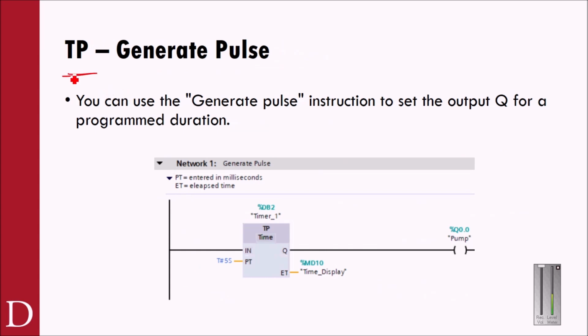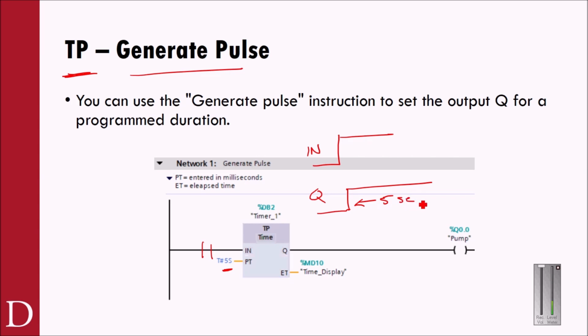The time pulse, or the generate pulse. You can use the generate pulse instruction to set the Q output for a programmed duration. So this is kind of nice. If I make the input true, the output is going to turn on for 5 seconds. So this is different, right? I'm not delaying turning on. I'm not delaying turning off. What I'm saying is, okay, you made the enable true, so I want to turn on the output when the enable goes true, but I want the output to just stay on for 5 seconds. Once I turn on, it's going to be regardless of what happens with the input. We're going to pulse this thing on for 5 seconds.